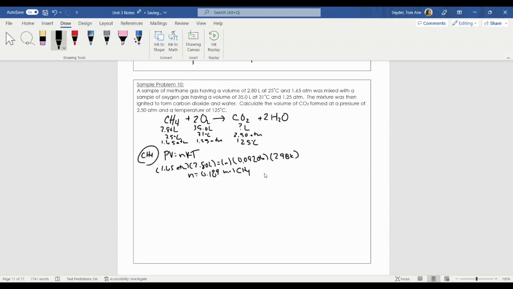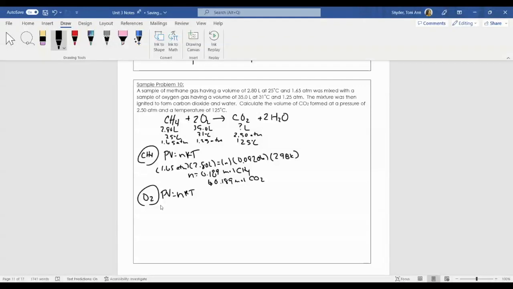So based on that, how many moles of CO2 could be produced? Let's look at the balanced chemical equation. 1 mole of CH4 produces 1 mole of CO2. So if I have 0.189 moles of CH4, that means I could produce 0.189 moles of CO2. Same number. Let's compare that to oxygen here. So I have O2. We're going to use PV equals nRT again. So I'll write PV equals nRT.